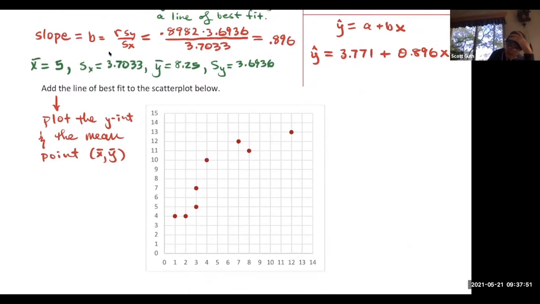So again, the y-intercept is about 3.7. This doesn't have to be perfect. So 3.7 is about here, like that. I think I'll do it in a different color, maybe blue. 3.7 is about here. My mean point's pretty easy. X bar is 5 and Y bar is 8.25, so just go up to about here. Okay, so my X bar, Y bar, I'll point to here, and my Y-intercept. And then that's all you need to draw your line.